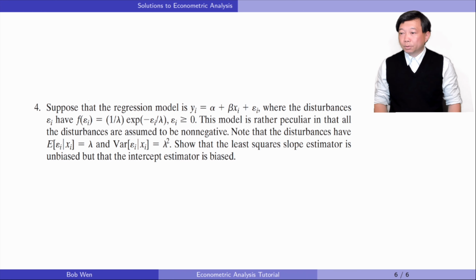Let's find answers to exercise 4. The disturbance has a positive conditional mean. We will show that the least squares slope estimator is unbiased, but the intercept estimator is biased.